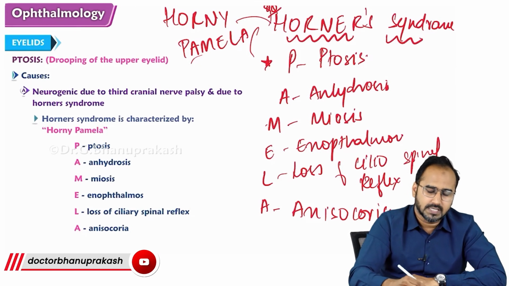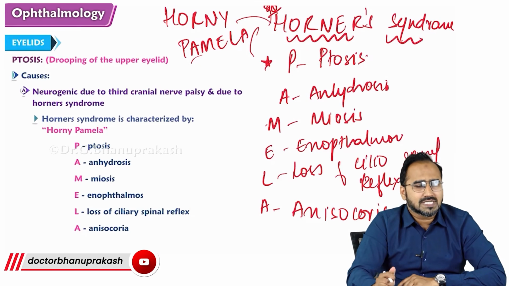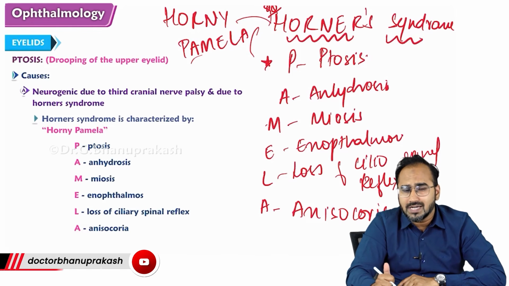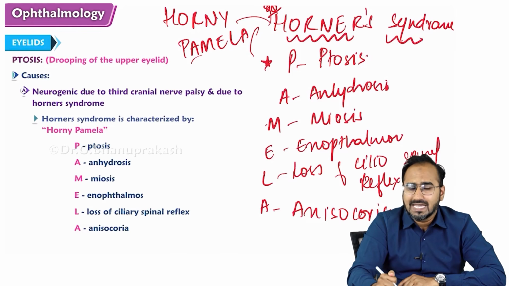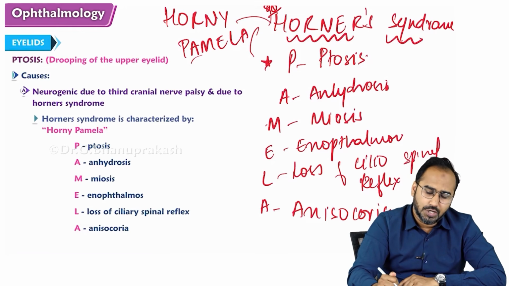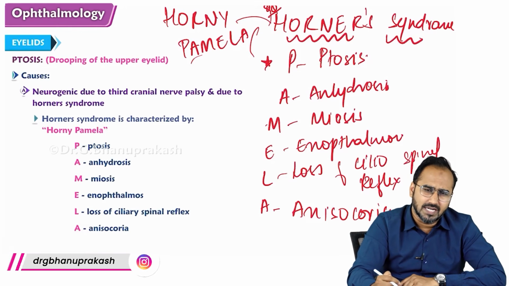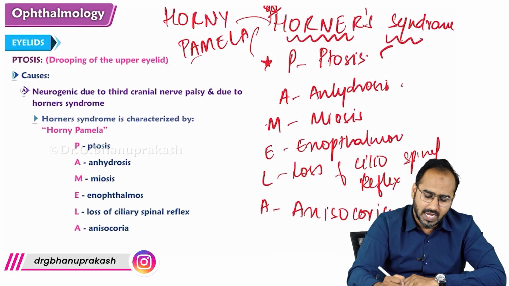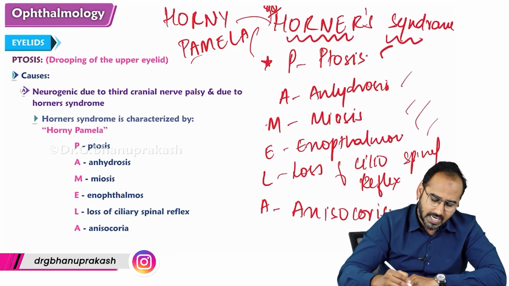Very, very important guys. Remember, the main causes of ptosis are neurogenic, myogenic, mechanical and senile. Neurogenic cause: third cranial nerve palsy leading to Horner's syndrome, where you see Horny Pamela, that is ptosis, anhidrosis, miosis, anophthalmos, loss of ciliospinal reflex and anisocoria.